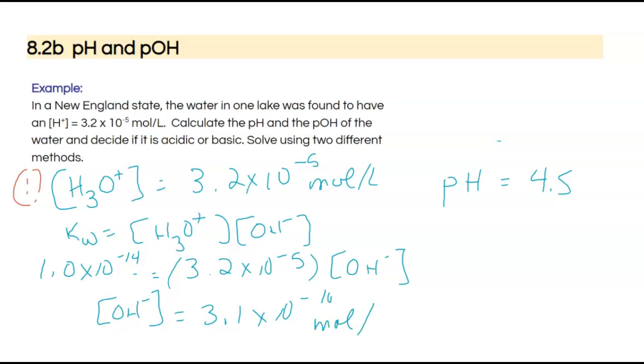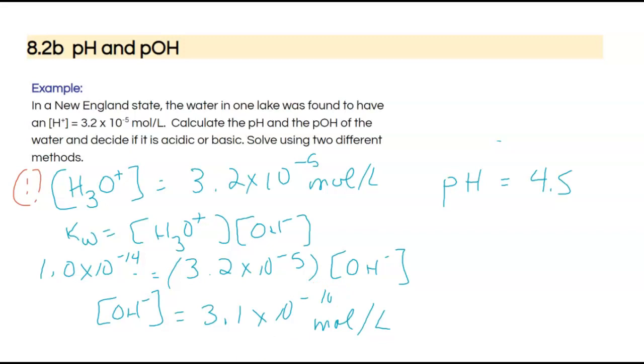liter. Let's examine that for a minute and think about it rationally. We've already decided the lake is acidic, and so we would expect our hydronium ion concentration to be larger than our hydroxide ion concentration. And it is, in fact, since the hydroxide is to the negative 10. So that's making us feel more confident in our answer.